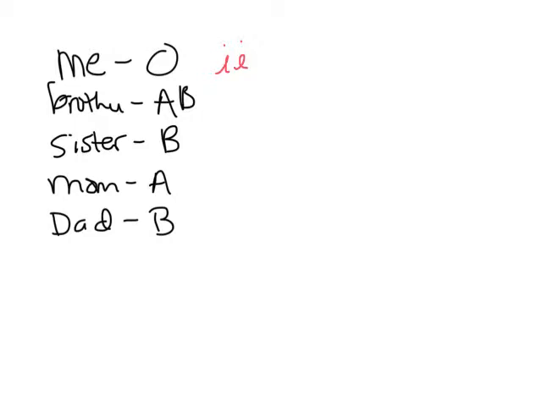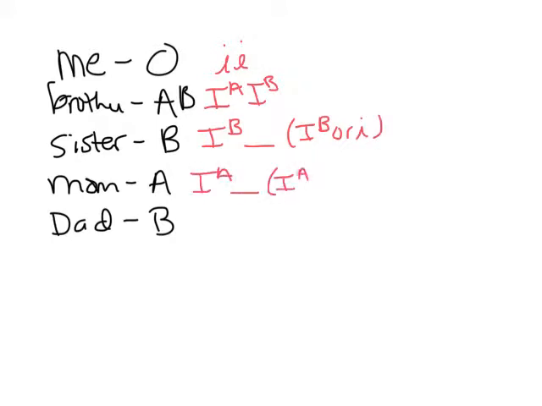My brother, we also know for sure. The only way to get AB blood is to have IA, IB. Then for my sister, mom, and dad, there are two ways to get each of those. My sister has to have at least an IB, and then she could have either another IB or a little i. My mom must have an IA, and she could have another IA or a little i. And then my dad's like my sister. He has an IB and either another IB or a little i.